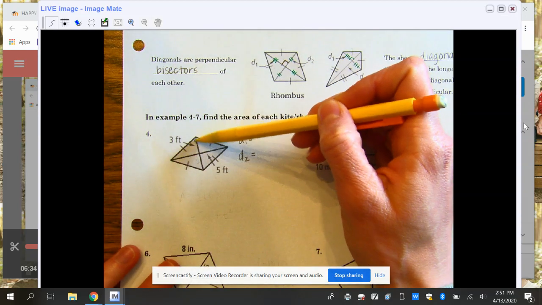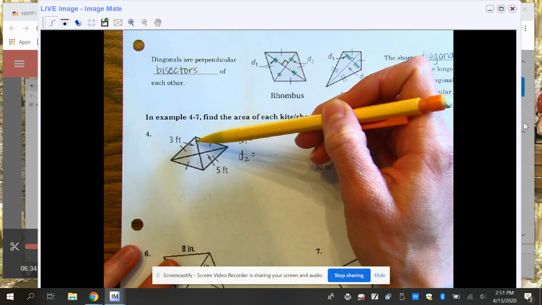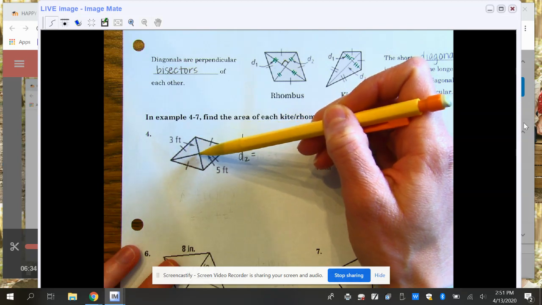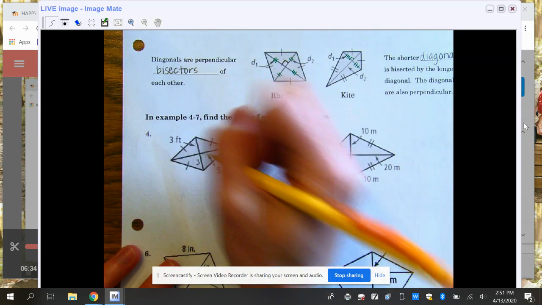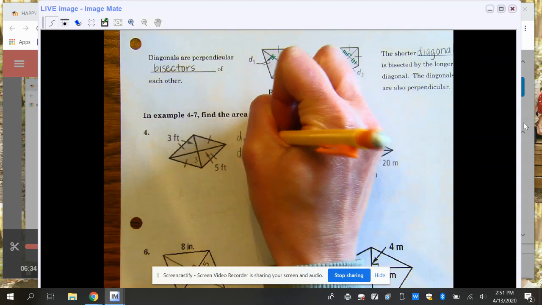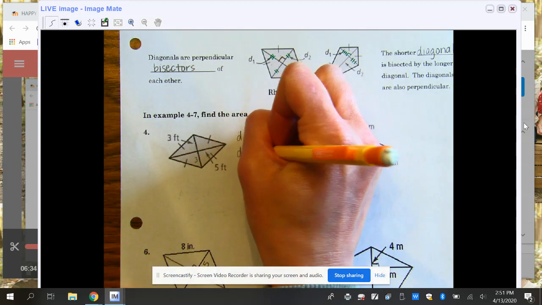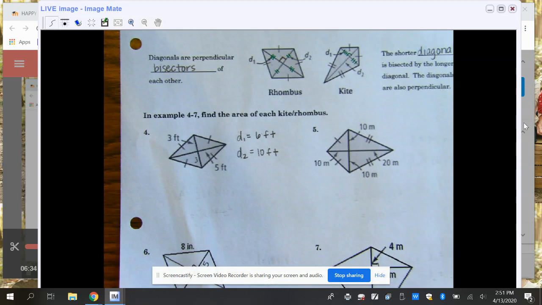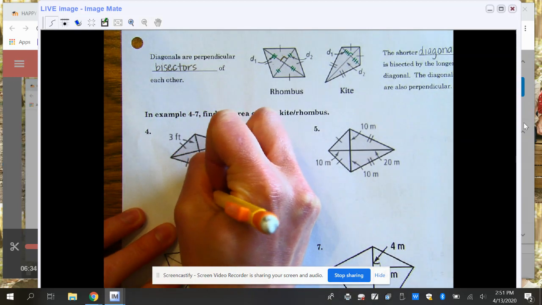So what we know here, and this is pointing to this little piece right here, if this part's 3, that means that this part's also going to be 3, right? Because diagonals bisect each other. So one of the diagonals is going to be 6 feet. And then if this is 5, this is also 5. So the diagonal is going to be 10 feet. Now I've got the 2 diagonals, I'm ready to find my area.